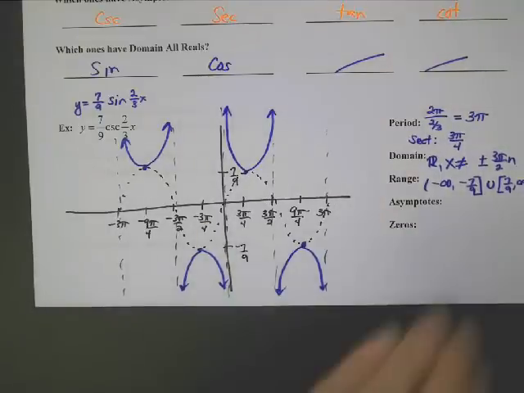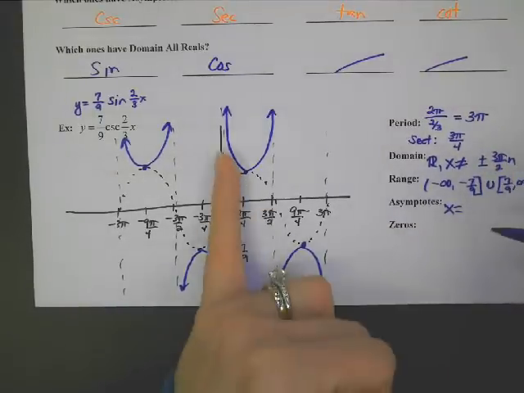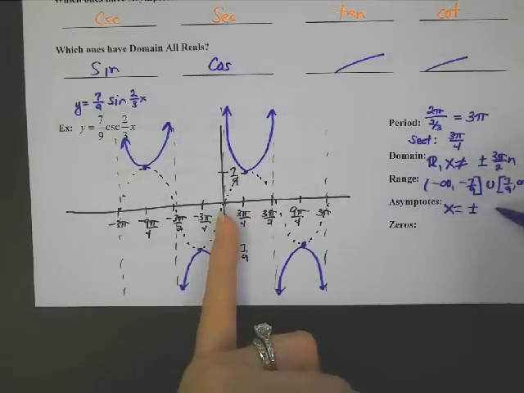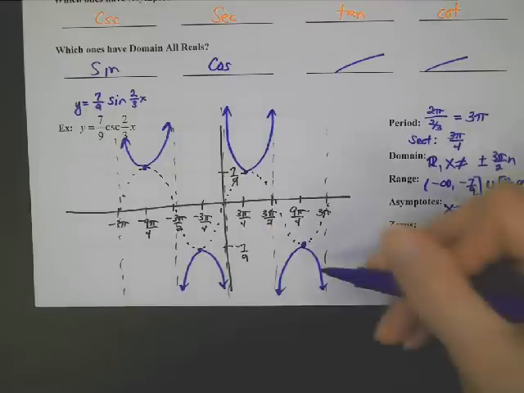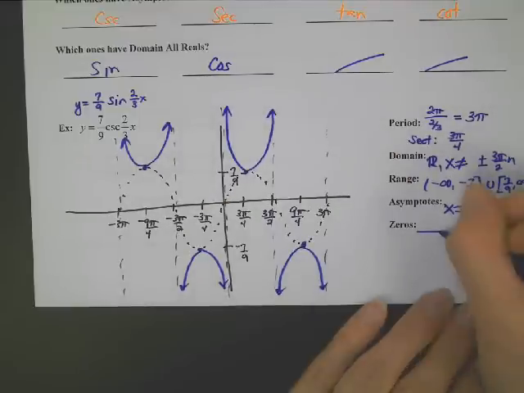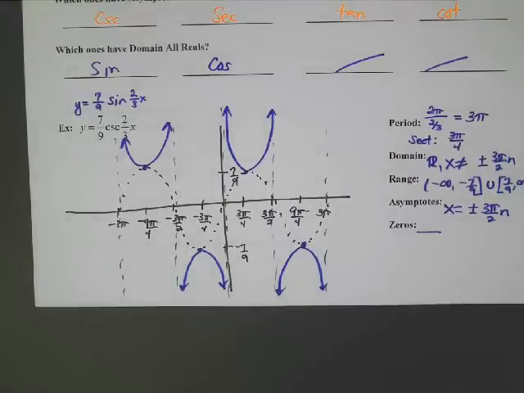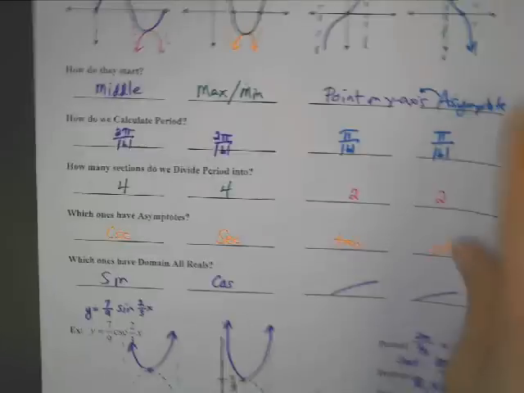Are there asymptotes? Of course. X equals, the first one's at 0, plus or minus 3 pi over 2n. Does cosecant touch the x-axis? No, you put a dash. Okay, nothing new here, just kind of recapping so you know how to do all 6 types when we mix them up.